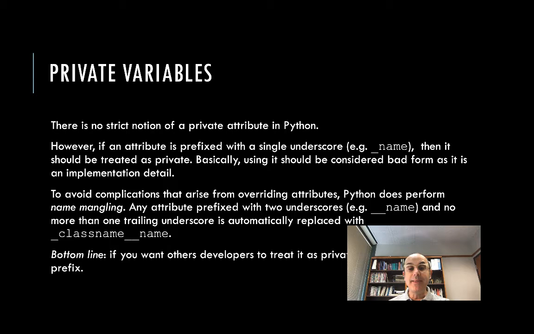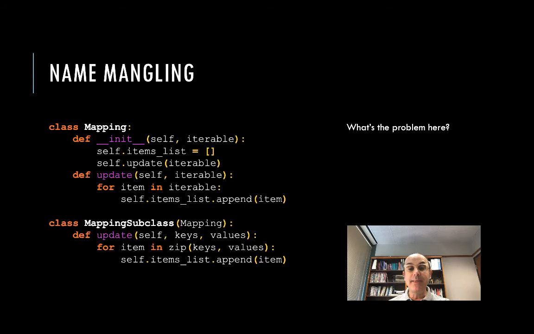I'm backing up a little bit because I know that I'm taking you so far. I'm talking to a computer and not live persons. So I'm going to talk also about private variables. There is no notion of private attributes in Python. If you see more than one leading underscore, it is automatically replaced with underscore class name underscore name. So the bottom line, if you want other developers to treat it as private, you will use the appropriate prefix in order for them to identify what are private variables inside your code.